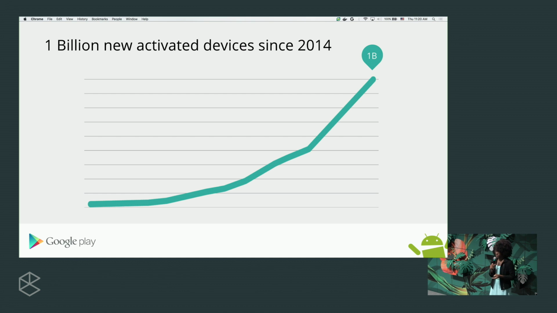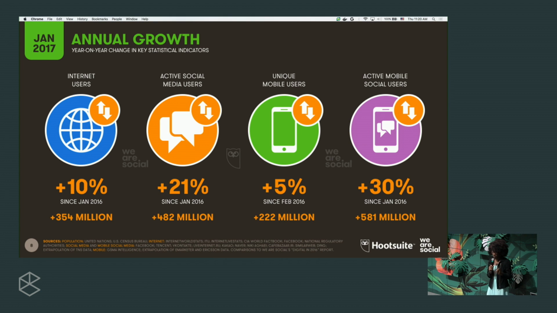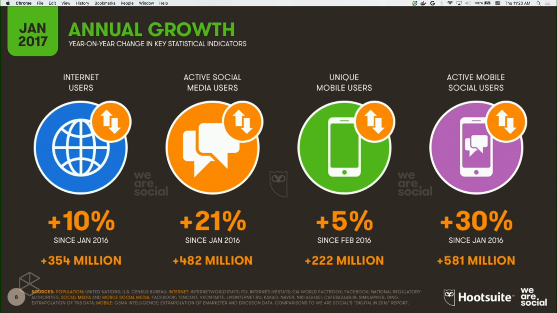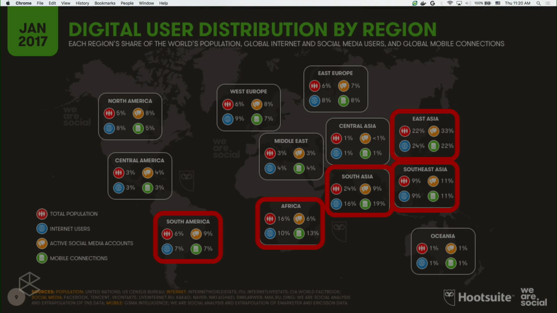So what do we know about these users? Let's look at some data points. I have 4 key stats to share with you. The first is just annual growth over the past year. If you look at the blue graphic for internet users, there's been a 10% growth since last January. And that connects to 354 million people. And then the green one, which is unique mobile users, has increased by 5%. These are really, really huge numbers.